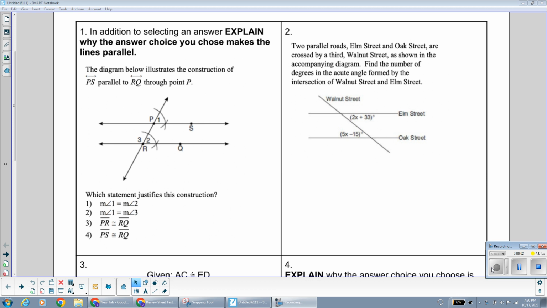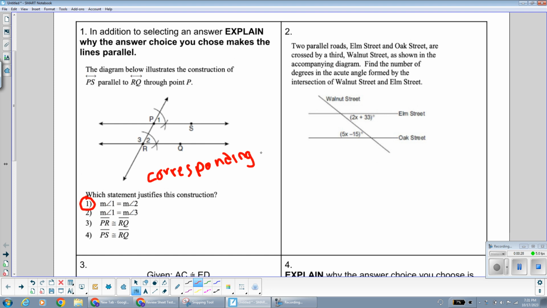Hi everybody, in this video we're going to go over the review sheet for test number 2. So in the first question it says which statement justifies this construction. So that is the first one. Measure of angle 1 is equal to the measure of angle 2. And that's because in this picture those two angles are corresponding angles.